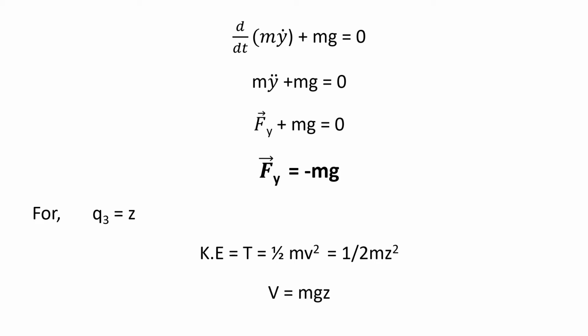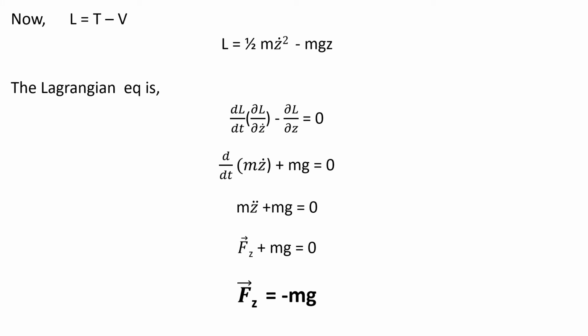Q3 is equal to z. Here the kinetic energy is 1 by 2 m v square, and that will be equal to 1 by 2 m z dot square, and V is equal to mgz. We are going to write the Lagrangian for that coordinate. We have L is equal to T minus V, L is equal to 1 by 2 m z dot square minus mgz. The Lagrange equation is d by dt into partial L over partial z dot minus partial L over partial z is equal to 0.